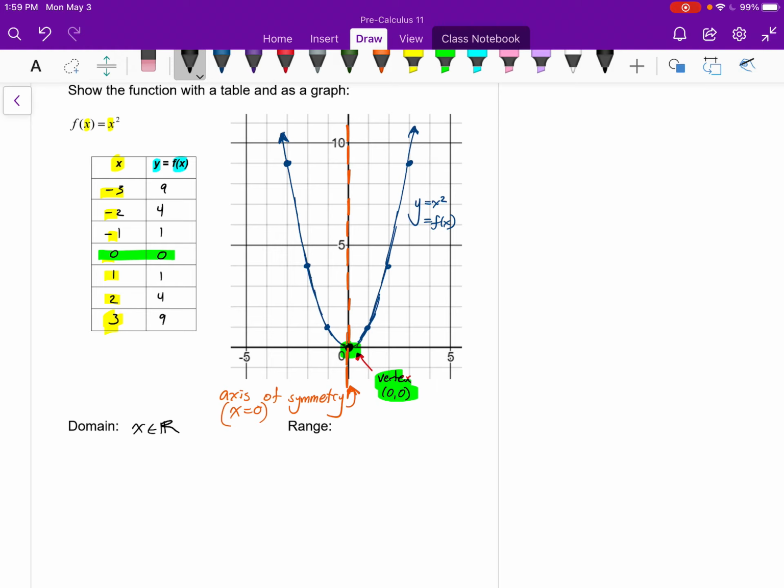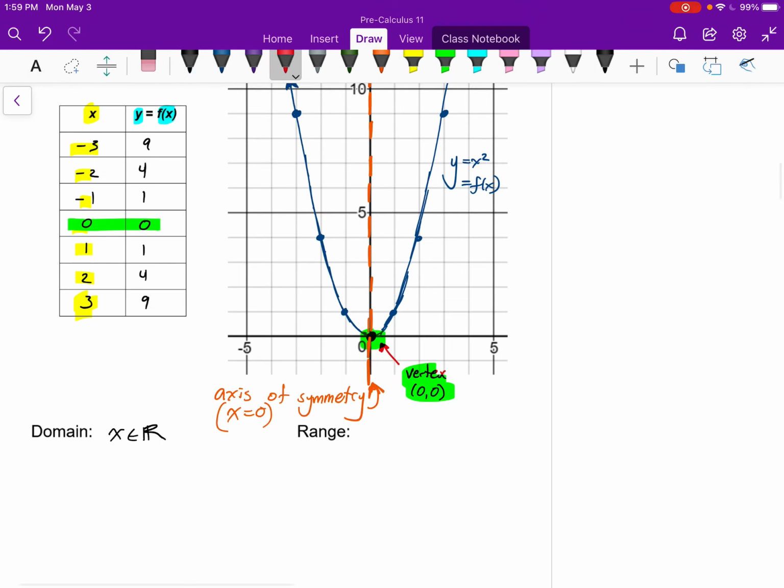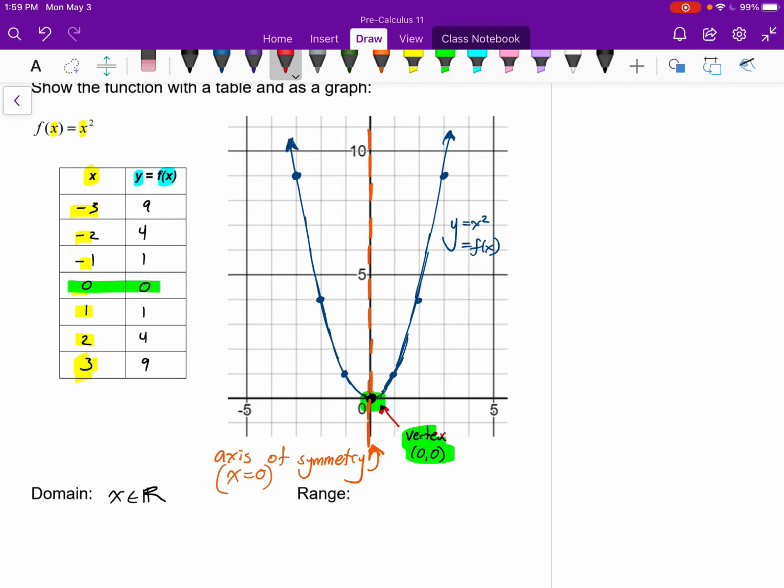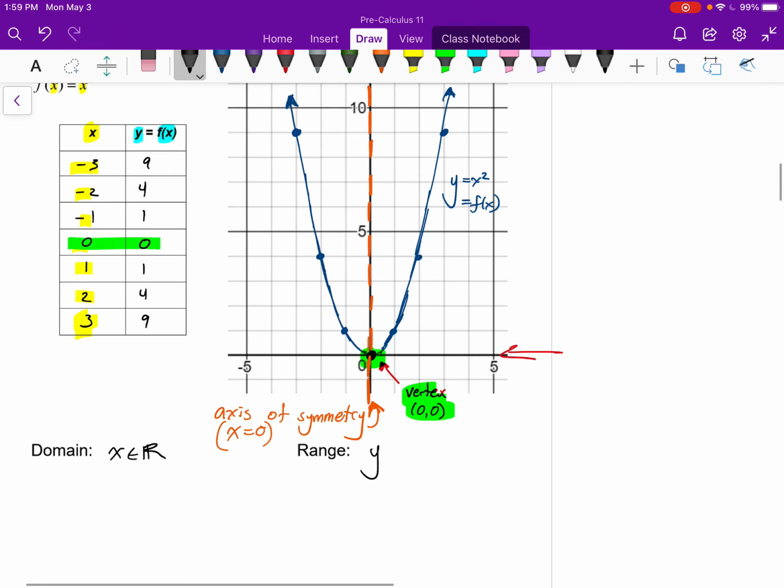The range, however, is not, because I don't care what numbers I put into this, I'm not going to get negative numbers out. And I can tell by looking at my graph. My graph goes up forever, but it doesn't go down forever. The lowest point it ever gets to is the x-axis in this case, so 0. So the range is not all real numbers. The range is all numbers greater than or equal to 0. So again, I can put any number into this function, but I can't get any number out of this function.